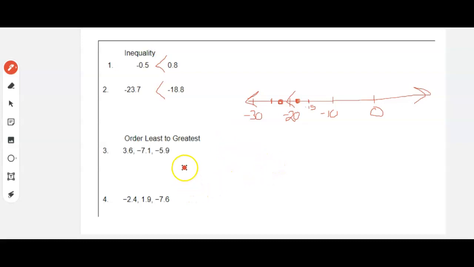I would like you to pause the video and try ordering them from least to greatest, all right? If you need to use a number line, go for it. Draw yourself a number line. If you feel like you got it, go for it.